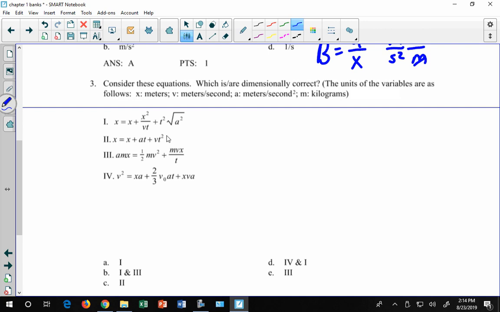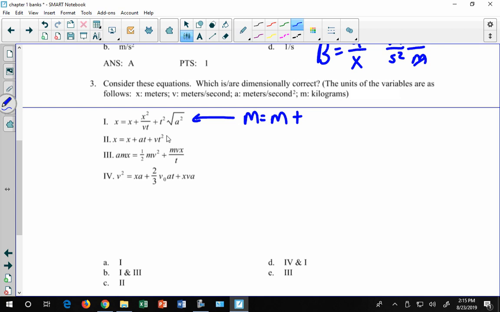We can look at each of these. So this one actually is a little bit complicated, but let's take a look at each one. So this is sort of the second class of question where I just give you an equation and ask you, is it dimensionally correct or not? So let's look at this first one. The units of x are meters. The units of x are meters plus x squared over vt.